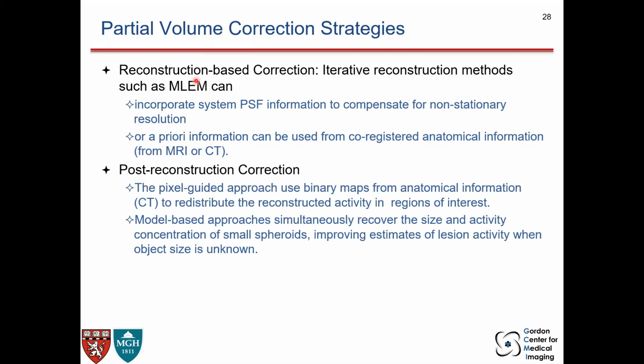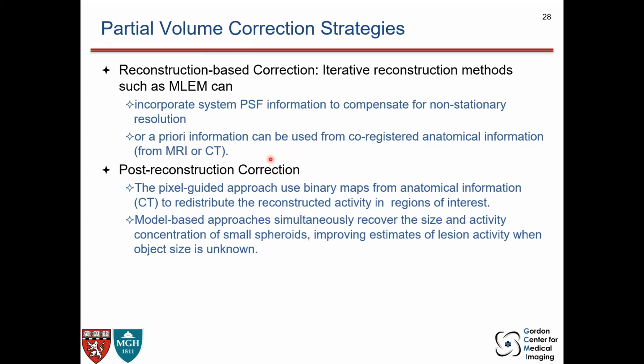And for the former, we are basically talking about iterative reconstruction methods, such as maximum likelihood expectation maximization, which I guess another colleague of mine is going to talk about in later lectures. So in this case, you incorporate the system PSF information to compensate for non-stationary resolution. Basically, a priori information can be used from co-registered anatomical information, and that information typically comes from MRI or CT.